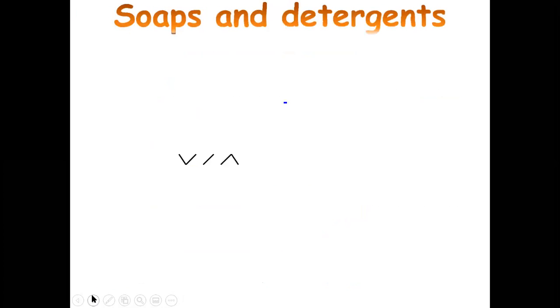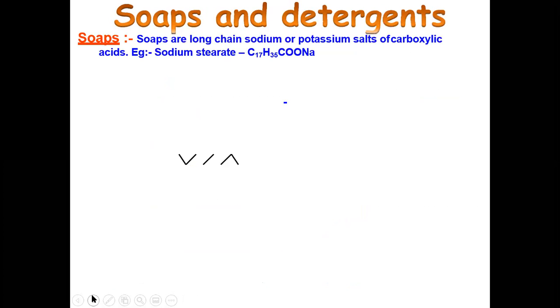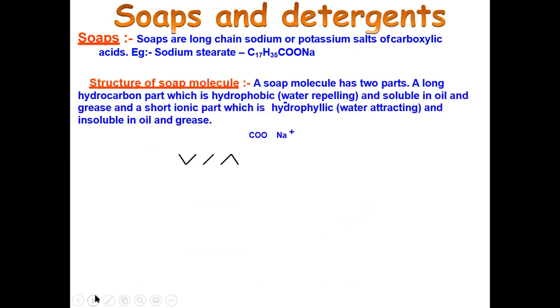Now we will discuss soap and detergents. What are soap and detergents? Soaps are long chain sodium or potassium salts of carboxylic acid, like sodium stearate. The formula of sodium stearate is C17H35COONa.